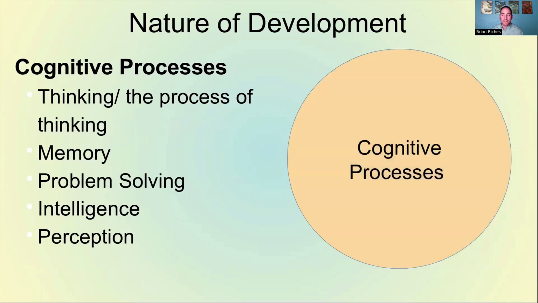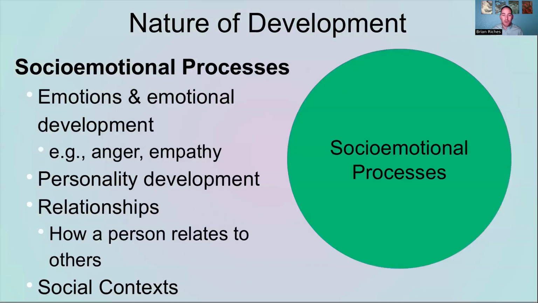And cognitive processes are the thinking that we do. How do we think? How do we solve problems? What do we mean by intelligence? What is perception? And also, how do memories work? So these are things that have more of a cognitive focus. Then socio-emotional processes are those things like emotions, emotional development. So when does anger or empathy appear? How does it change over time? What about personality? What about relationships, which is really simply just how a person relates to others? And then the social context.